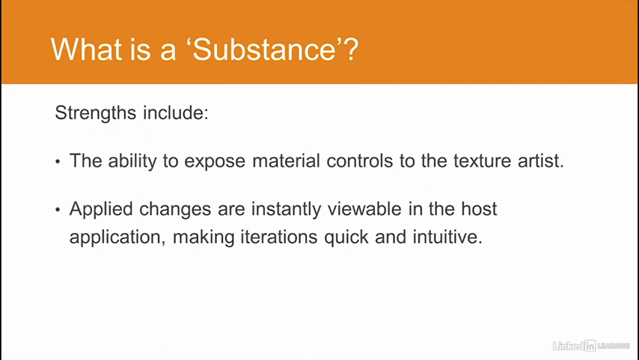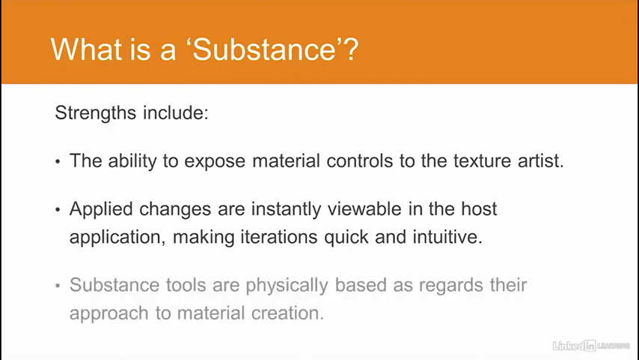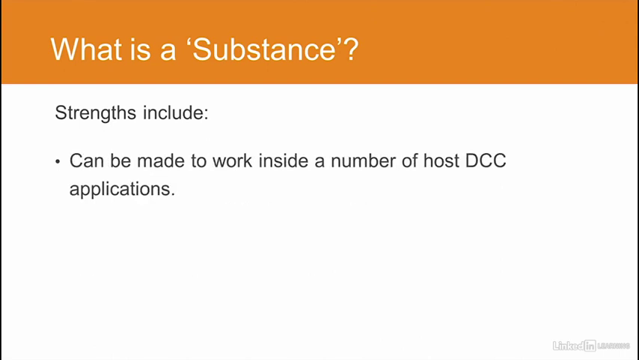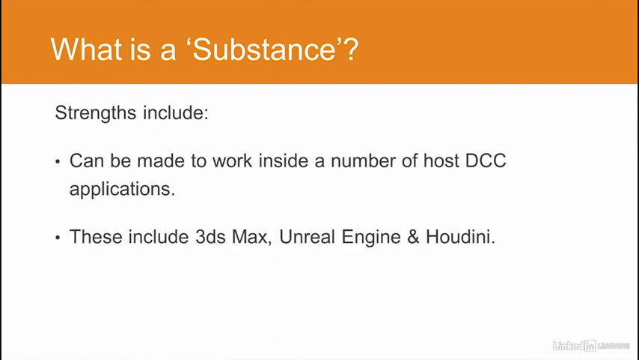Adding even more weight to that statement is the fact that algorithmic Substance applications are all physically based in their approach to the creation of surface properties, meaning they take the laws of physics, specifically light, into account during the texture creation process, something that isn't typically true when we author our textures in more standard image editing applications. Once published, Substance files can be put to work in the texturing pipelines of a number of host applications supporting the .sbsar format. These would include 3ds Max, the Unreal Engine, and Houdini, to name just a few.